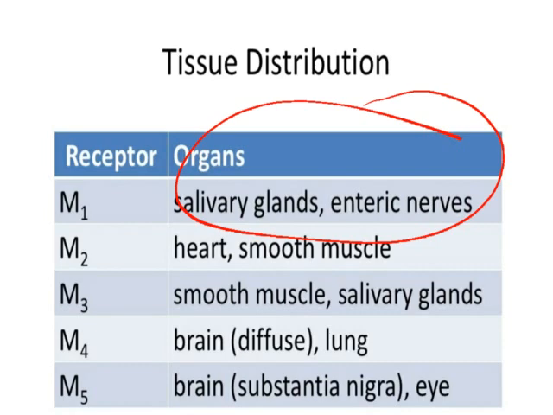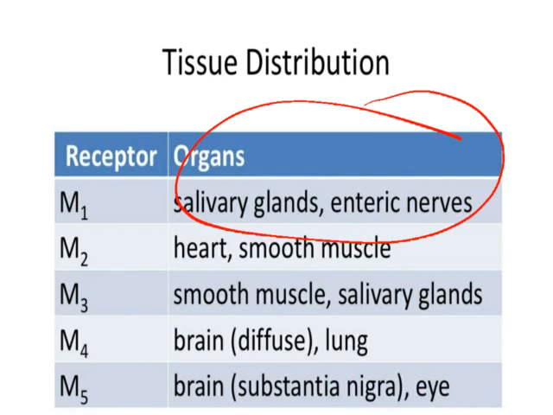Okay, B1 receptor antagonists are given as antihypertensive agents. So if you know the location of a particular receptor, it is easy to find out the therapeutic use of a given drug or where it can bind. The M1 receptor is present in the salivary glands and enteric nerves, whereas the M2 receptor is present in the heart and the smooth muscles.